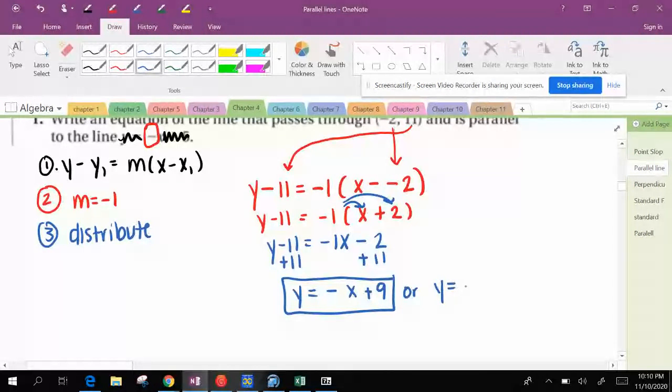Oh my gosh, this pen keeps disappearing. There we go. Either or is correct.